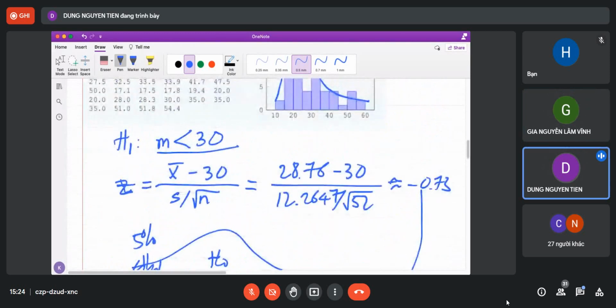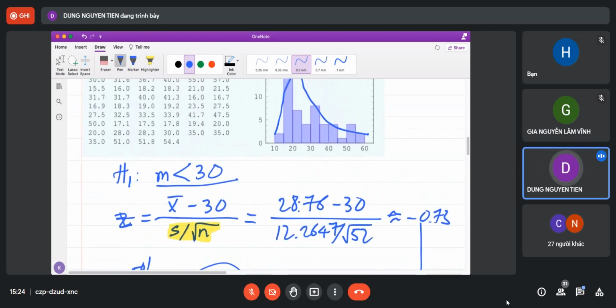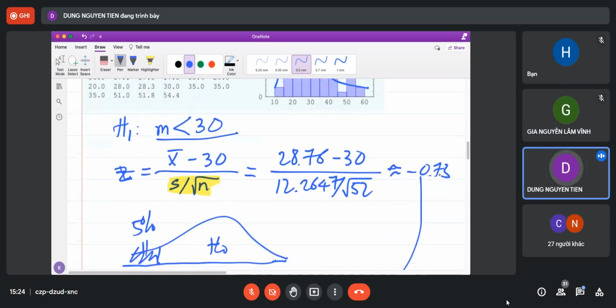Okay, so z is simply h bar minus 30 over s over the square root of n, correct? The denominator is called the standard error, all right? So you get h bar minus 30. H bar is 28.76. You can get this value by using the calculator. You can also compute the value of s to get 12.2647. Is that all clear? Do you understand that? Yes, sir. Okay, and then you can get the value of z, which is minus 0.73.